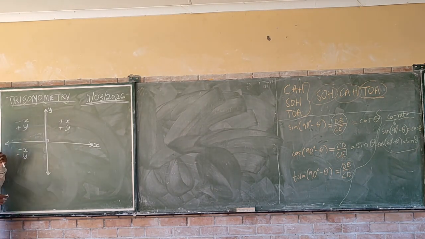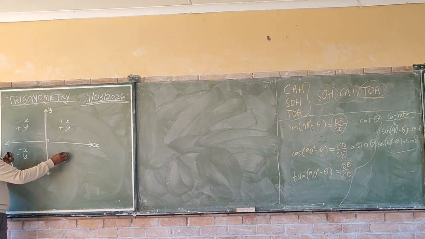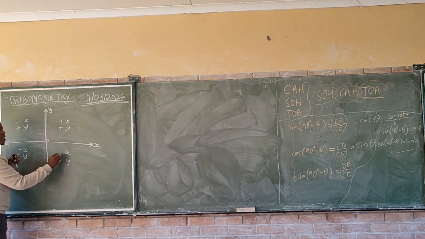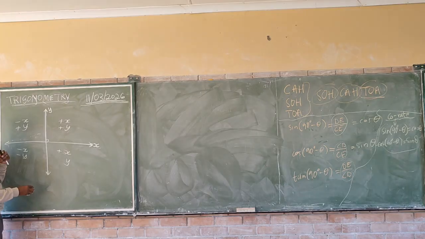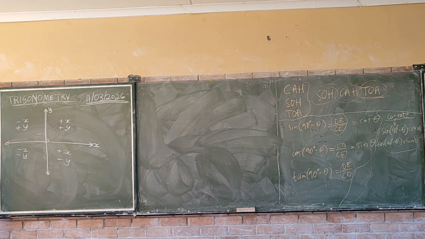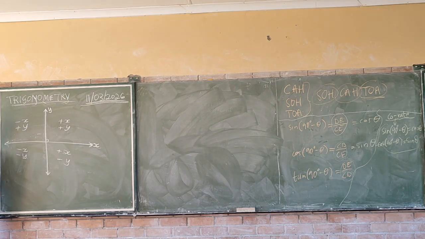Right, then on the fourth quadrant, x is what? Y is what? X is? Y is what? Negative. Is that clear? Alright, now this is our Cartesian plane that we know in the lower grades.